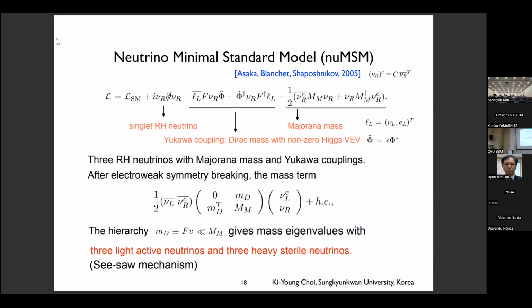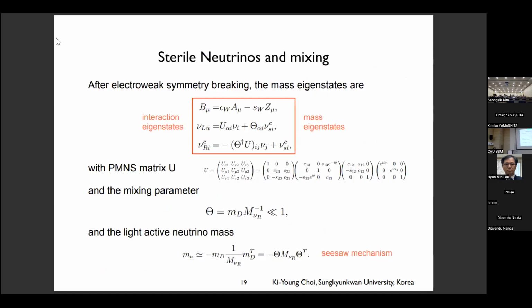Then in that case, the left-handed neutrino can have the Dirac mass, and the right-handed neutrino the Majorana mass. Then if we diagonalize this mass matrix, we can give some very light mass to the neutrino. When the Majorana mass is very large, it's called the seesaw mechanism. Anyway, in this case, the sterile neutrino can have a mixing to the active neutrinos in the mass eigenstate. So here, theta is the mixing angle between the sterile neutrino and the active neutrino.